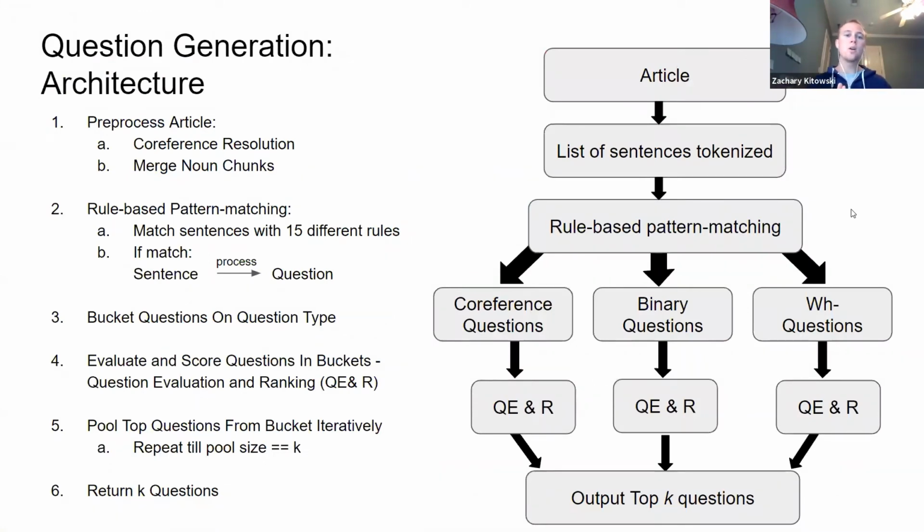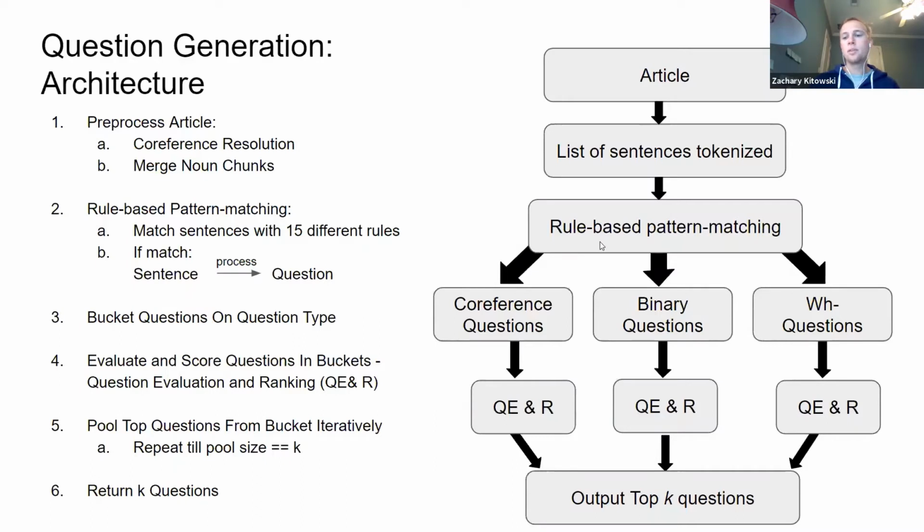We basically read in an article, do co-reference resolution, merge the noun chunks, and generate a list of our sentences tokenized. At this point, we do rule-based pattern matching. So we came up with 15 different rules, and if one of the sentences matches one of the rules, then we generate a question based on that rule.